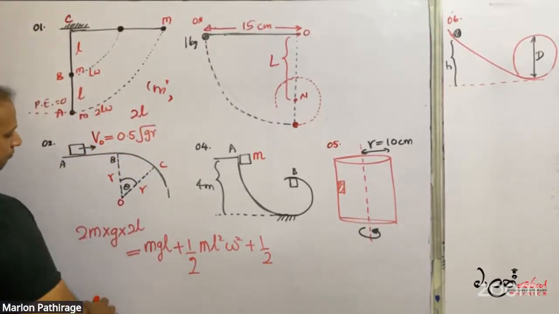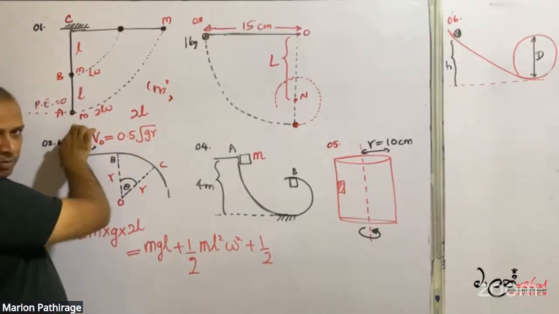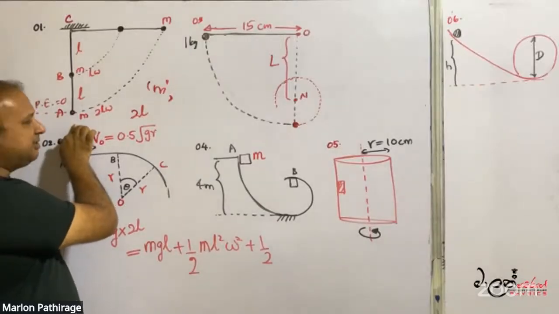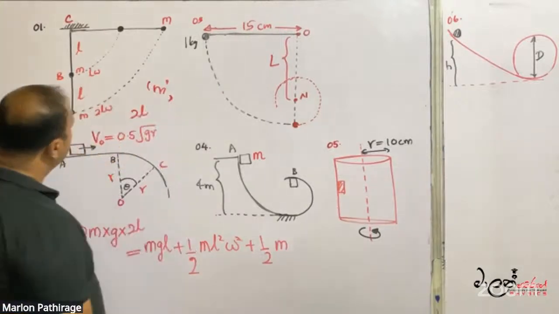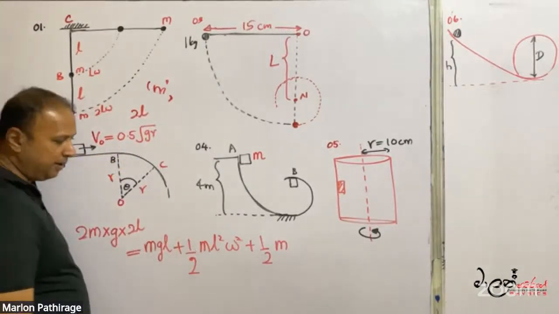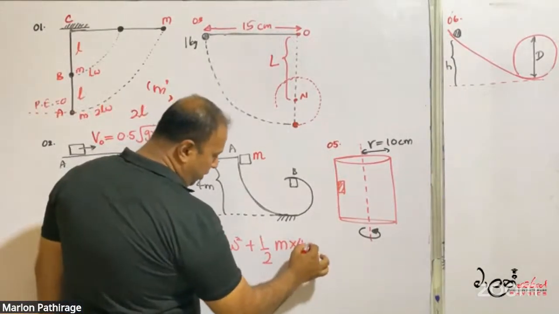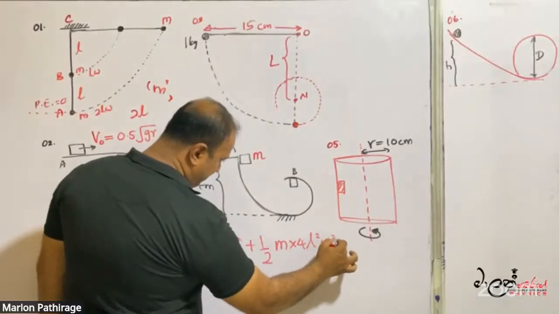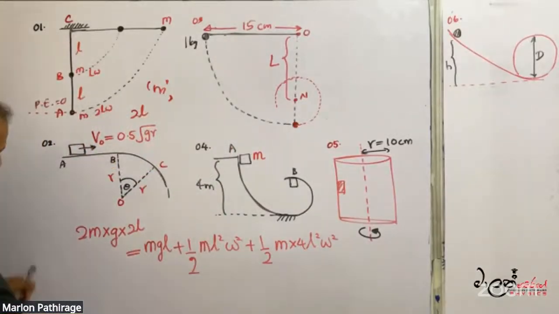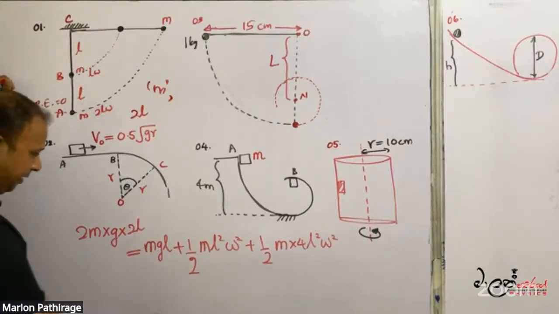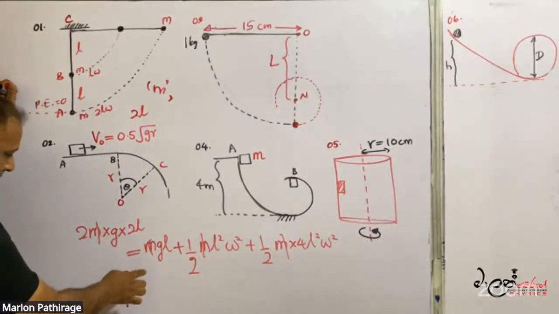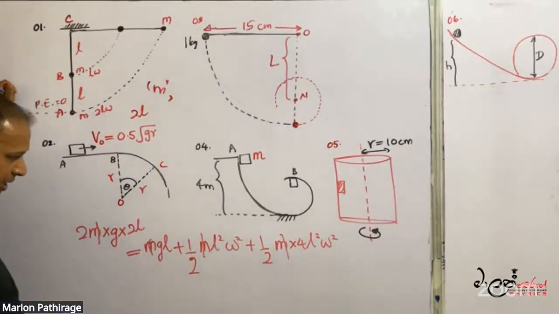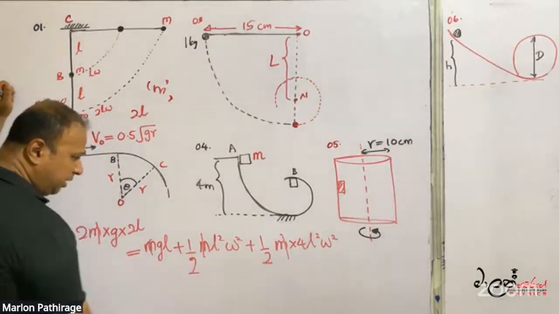This has a kinetic energy only. It is equal to half m times 2L omega squared, that means 4 L squared omega squared. M to M to M will be cancelled out. 4GL goes to this side, so 3GL, 3GL into 2 times means 6GL.